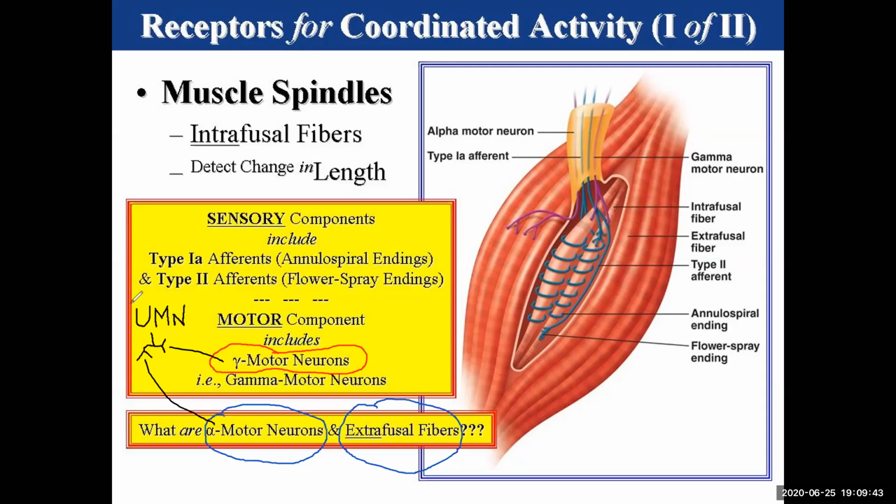So when the upper motor neuron fires an action potential, sending out a motor command to contract a muscle, the extrafusal fiber always contracts first. Because the gamma motor neuron basically innervates not the extrafusal fiber, they are innervating the intrafusal fiber.